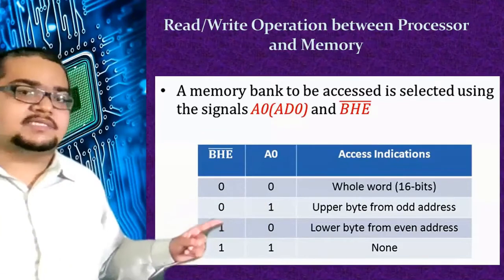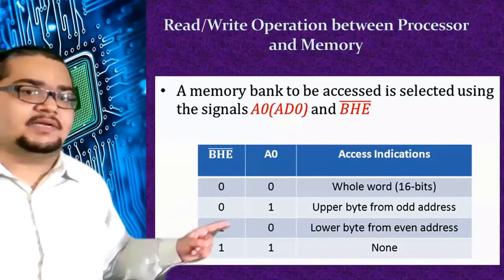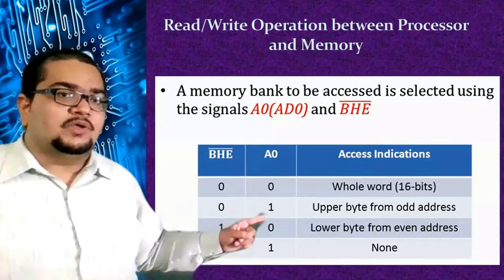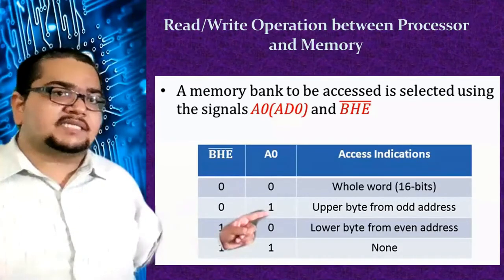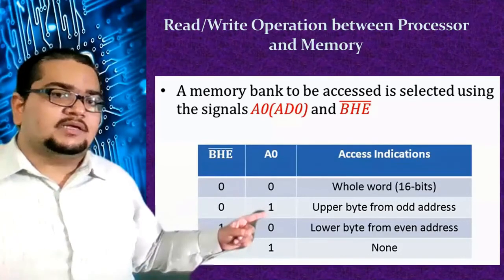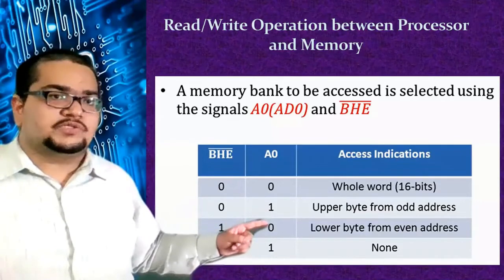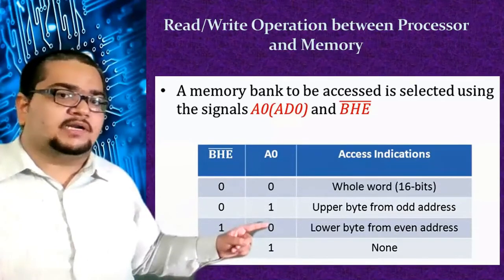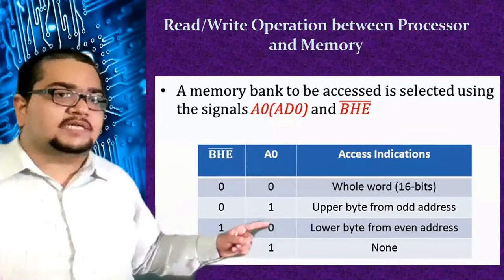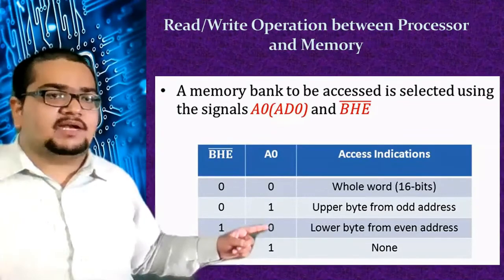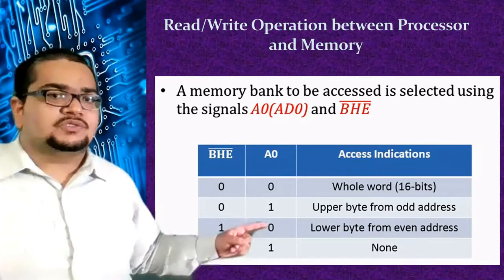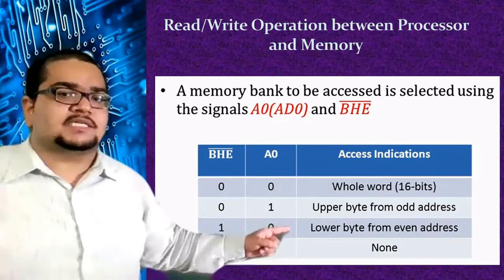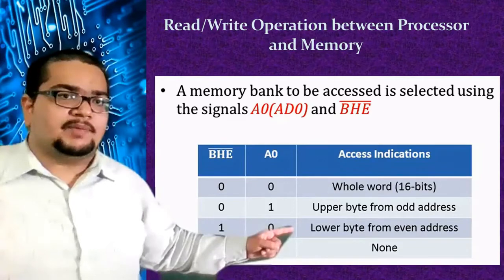Now the next combination: the higher byte of the data is deactivated and A0 is 0. A0 0 means the address is an even address. Okay, recall it once. A0 0 means even address, A0 1 means odd address. So A0 is 0, that's an even address. If it is an even address, the data should be accessed from the even bank of memory. So in this case, the lower byte of the data is accessed from the even bank of memory.